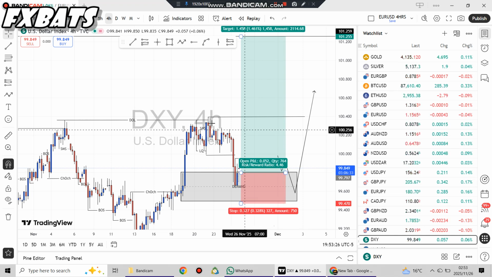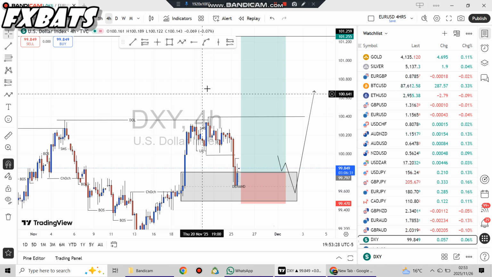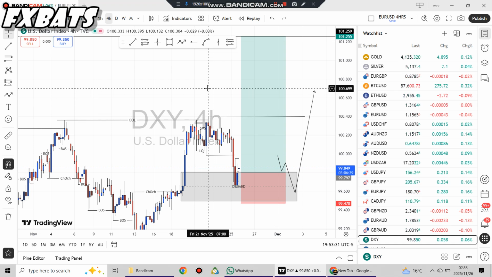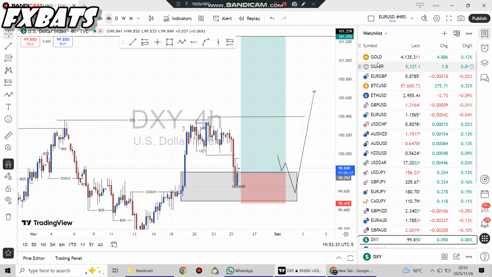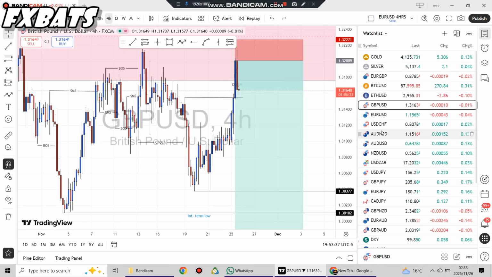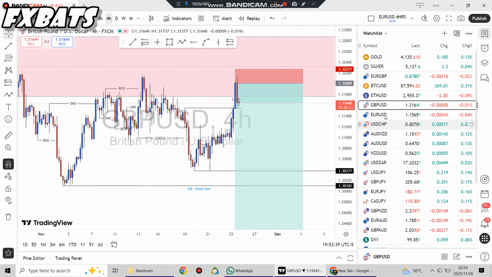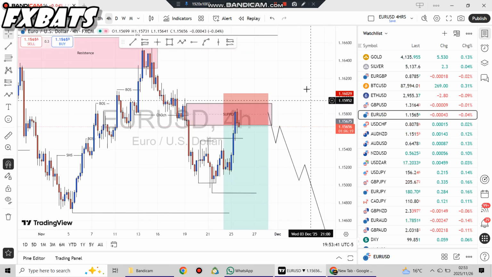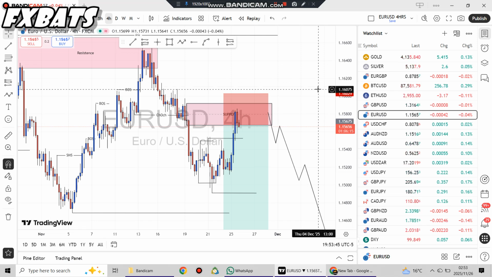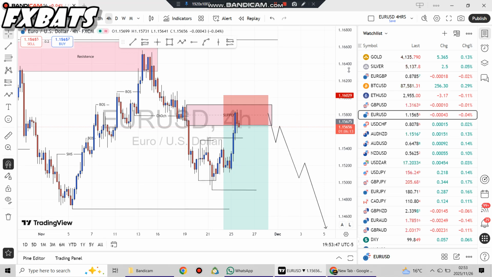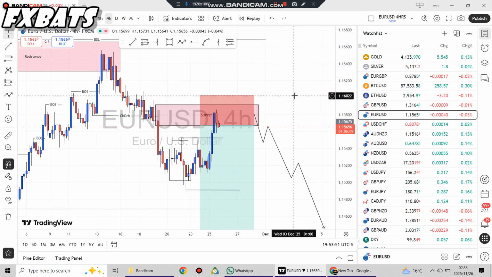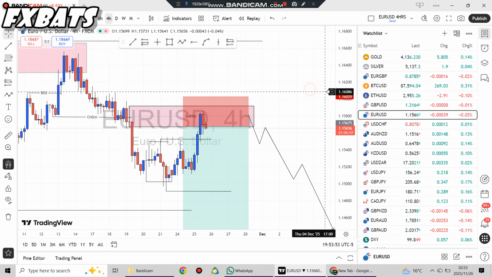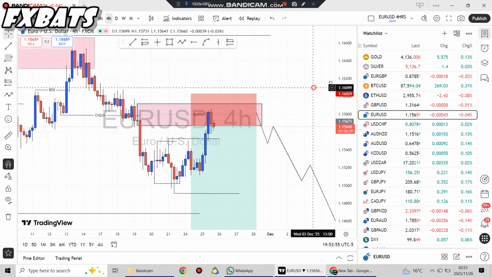So DXY, I normally use it as an indicator to show me what I'm likely to do on other pairs like GU, like EU. So precisely that's it. Just like you see EU, this is the pair actually that I'm going to enter now. EU, you could see it's the opposite of the DXY. EU shows exactly the opposite of what we saw on DXY.